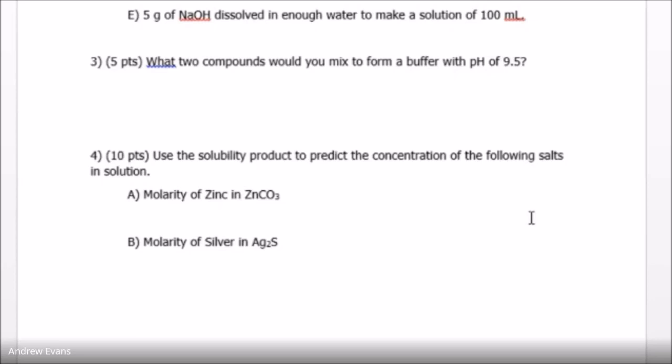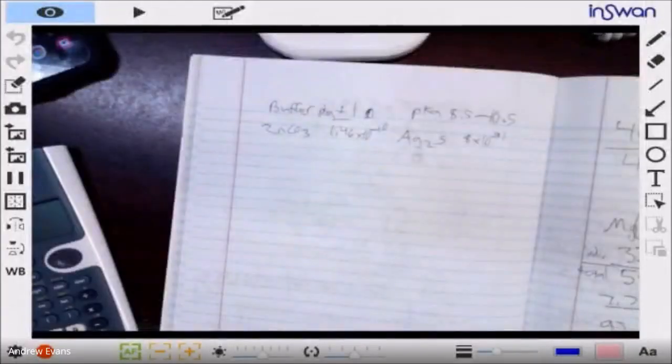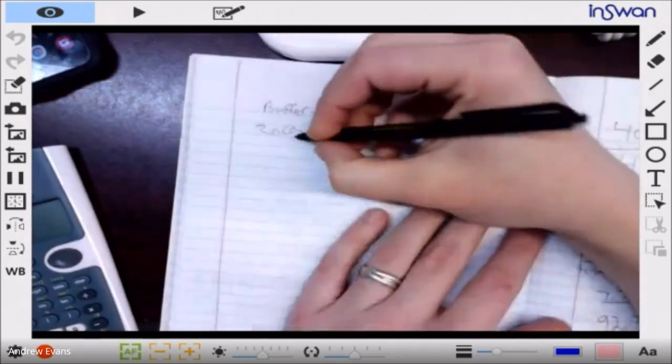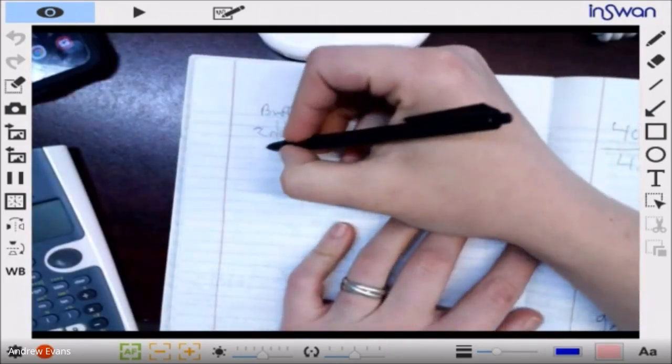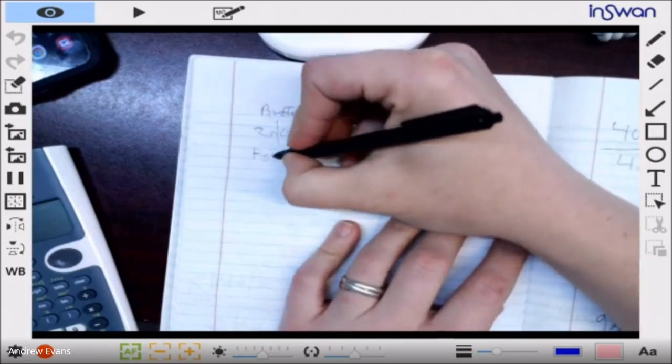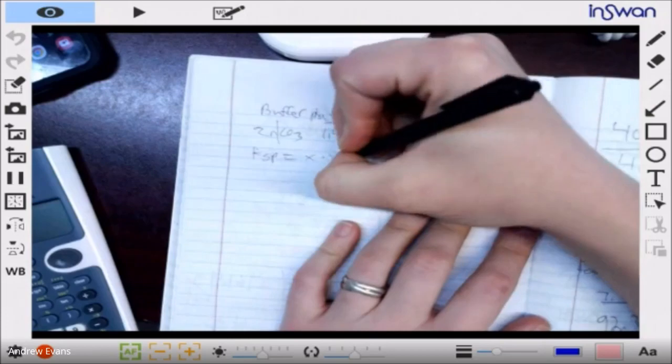So silver sulfide is 8 times 10 to the negative 51st. And zinc carbonate is 1.46 times 10 to the negative 10th, looking up on my table. So this one, it's going to split into a 1-to-1 ratio. So our KSP is just going to be X times X.